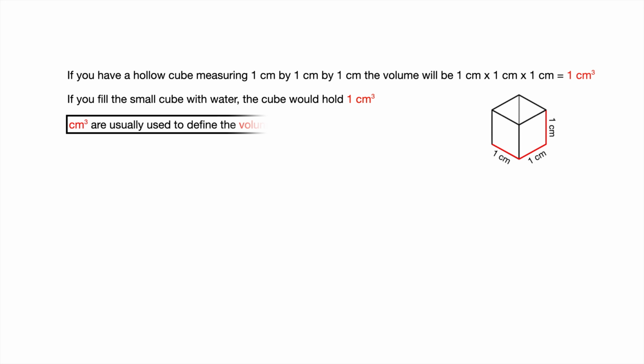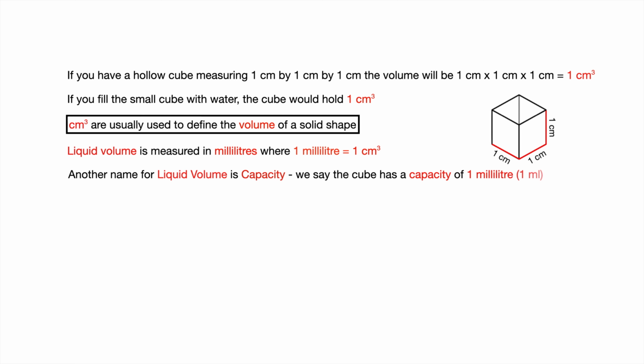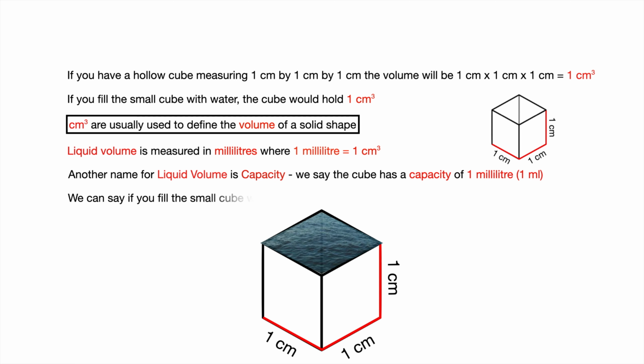Cubic centimetres are usually used to define the volume of a solid shape. Liquid volume is measured in millilitres, where 1 millilitre is equal to 1 cubic centimetre. Another name for liquid volume is capacity. We say the cube has a capacity of 1 millilitre, 1 ml. We can say if we fill the cube with water, the cube would hold 1 ml.